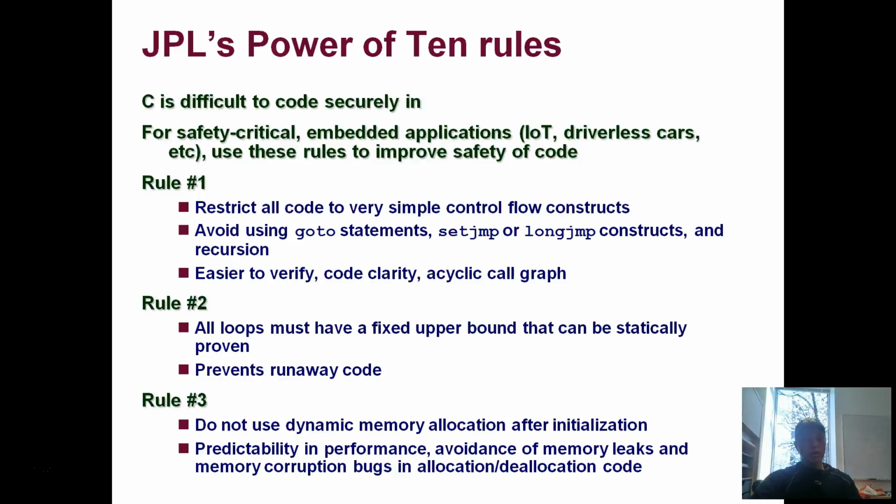So rule number 1 is to restrict all code to very simple control flow constructs. And this is for readability. So what you want to do is avoid things like go-to statements or jump statements that don't allow someone to understand the flow of control in a single page, for example. So this makes your code easier to verify in terms of code clarity. Someone else can read your code and be able to understand it a little bit quicker.